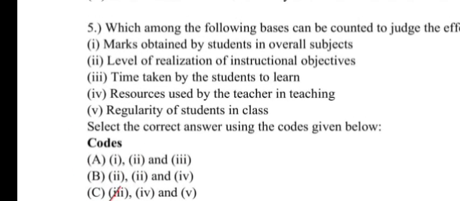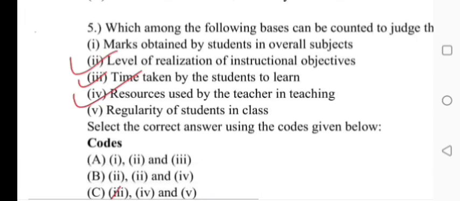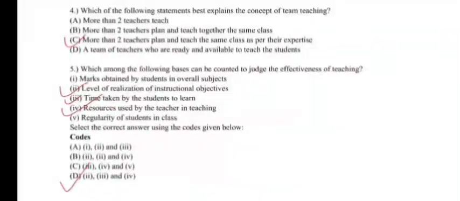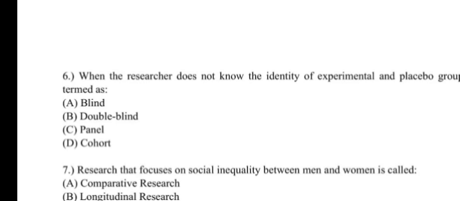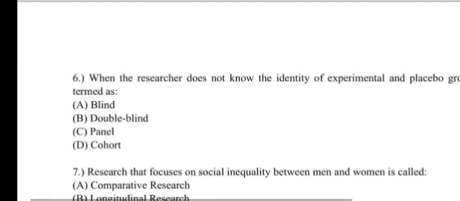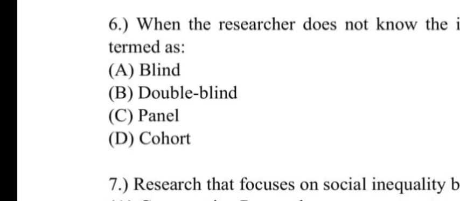What was 2? 2 was level of realization of instructional objectives. Then 3 was time taken by students to learn. 4 was resources used by teacher in teaching. These are correct for you. 2 3 and 4 done. Then 6 says when the teacher does not know the identity of experimental and placebo groups, the study is termed as what? Blind, double blind, panel, cohort. It will be double blind.